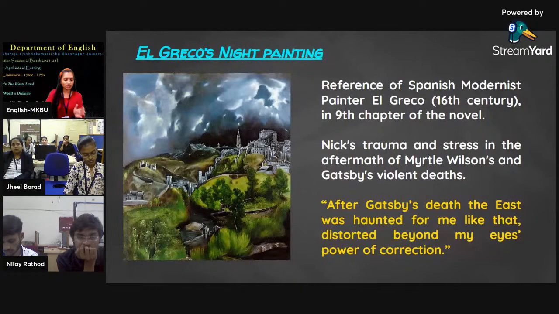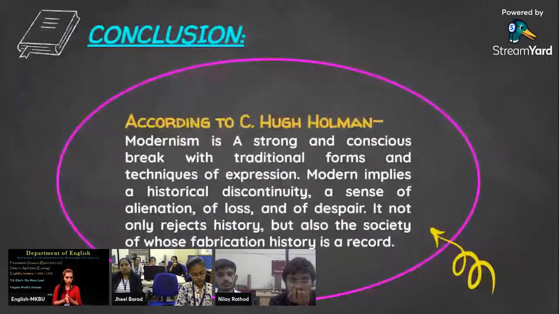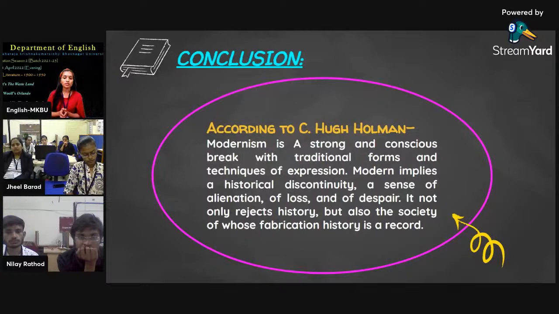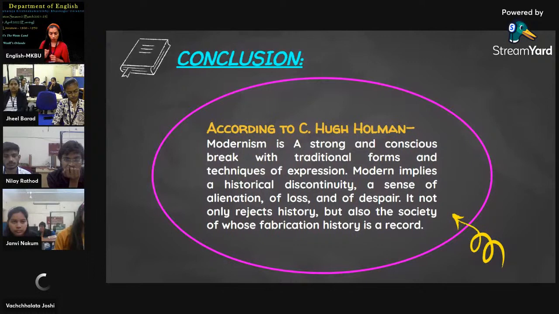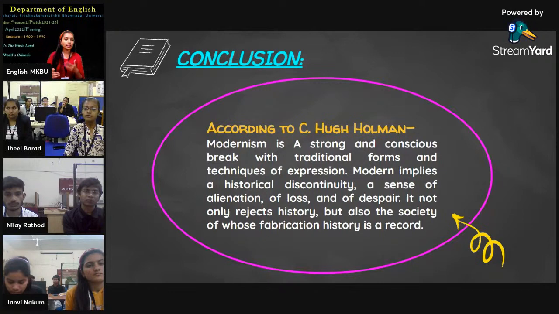In the conclusion, I would like to conclude with the write-up of Hugh Holman. Modernism is a strong and conscious break with traditional forms and techniques of expression. Modern implies a historical discontinuity, a sense of alienation, of loss, and of despair. It not only rejects history, but also the society of whose fabrication history is a record. This quote is completely applicable to the novel, which we discussed as a modernist novel. These are my works cited. Thank you.